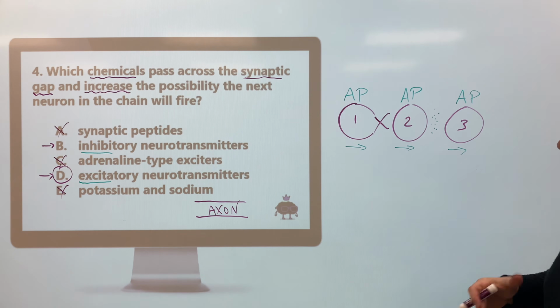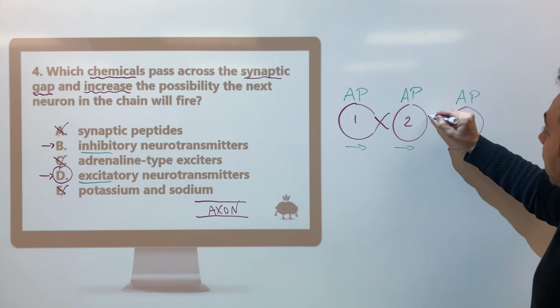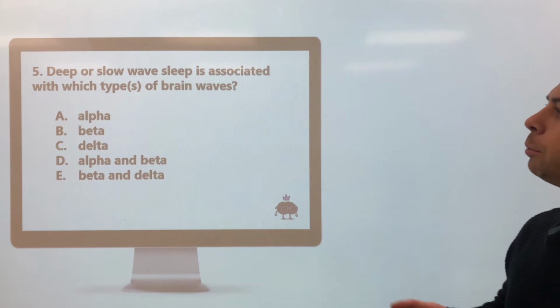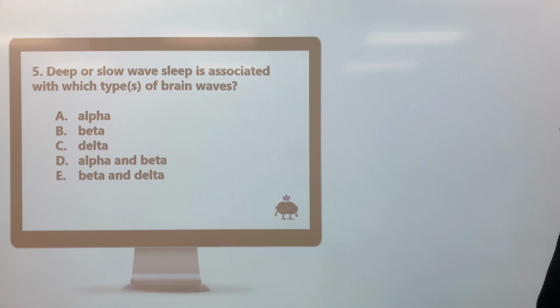It prevents it from firing so that it doesn't reach the next neuron and things stop in its course. Our answer is B. All right, number 5. Deep or slow wave sleep is associated with which type of brainwave?